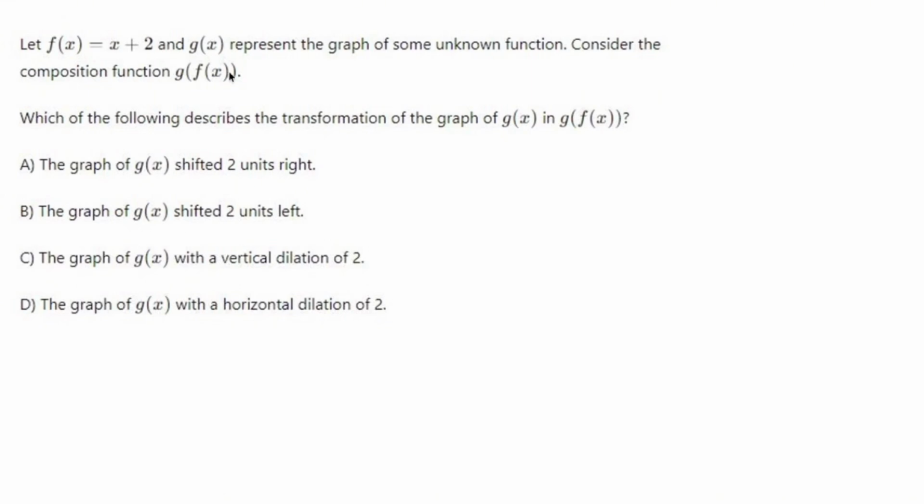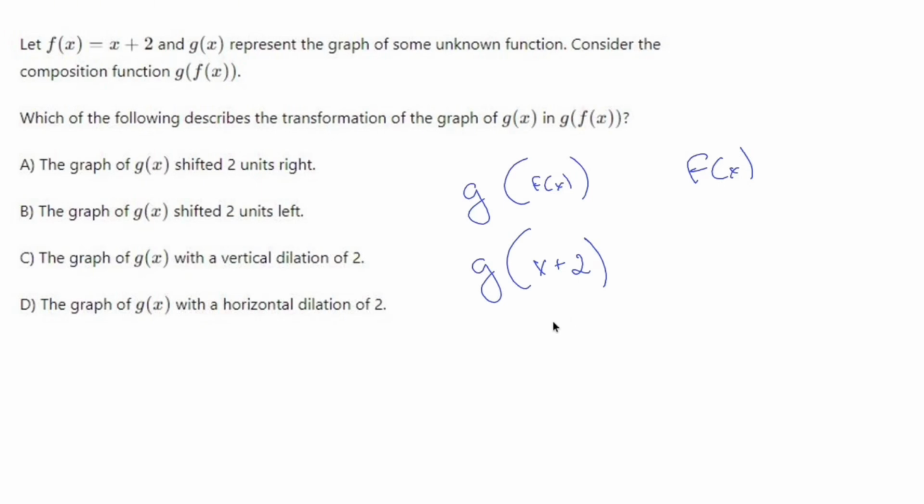Let f of x equals x plus 2 and g of x represent the graph of some unknown function. Consider the composition function g of f of x. Well, g of f of x would be me replacing f of x with x plus 2. So I now have g of x plus 2. Which of the following describes the transformation of the graph of g in g of f of x? If I ever add a number inside the parentheses with x, that is a horizontal transformation, or a horizontal translation.